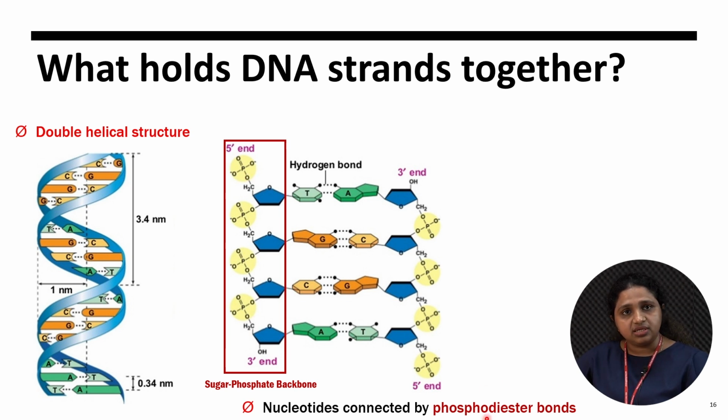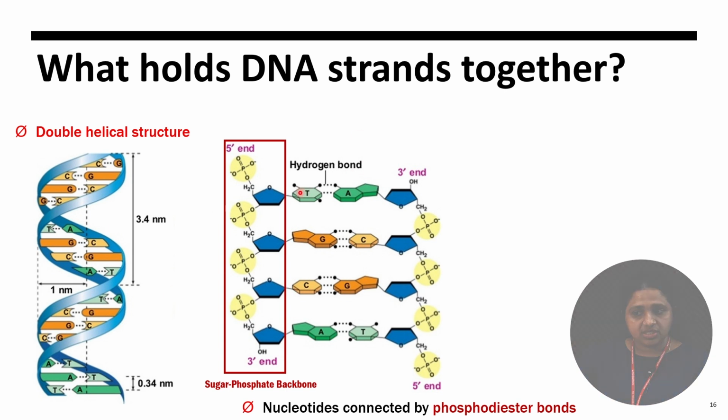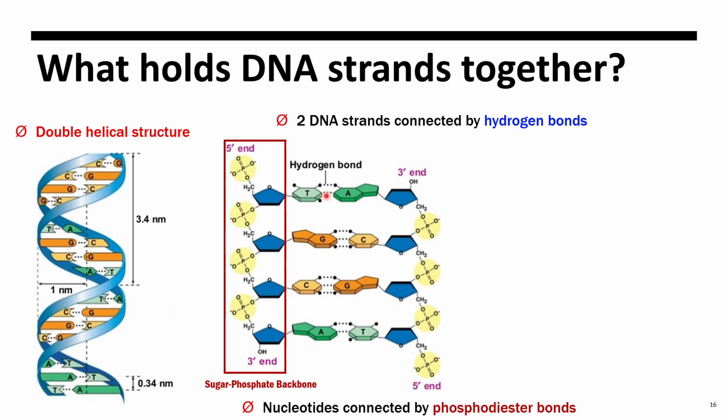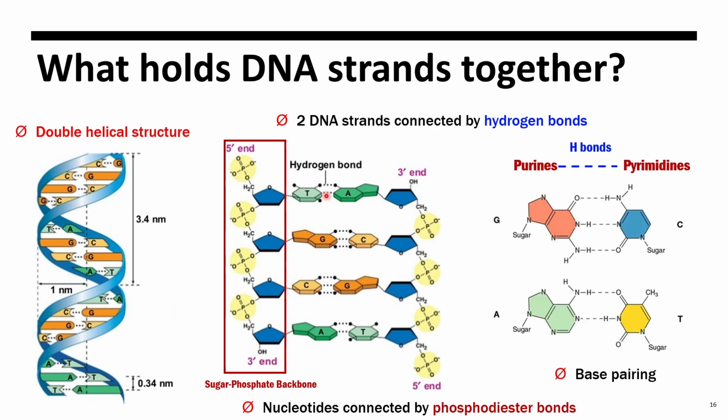As I told you earlier, DNA is composed of two strands. So how do these two strands bind together? This connection is made by hydrogen bonds. The hydrogen bonds occur between purines and pyrimidines. Always, guanine connects with cytosine by 3 hydrogen bonds, and adenine connects with thymine with 2 hydrogen bonds. So the base pairing always occurs G with C and A with T.